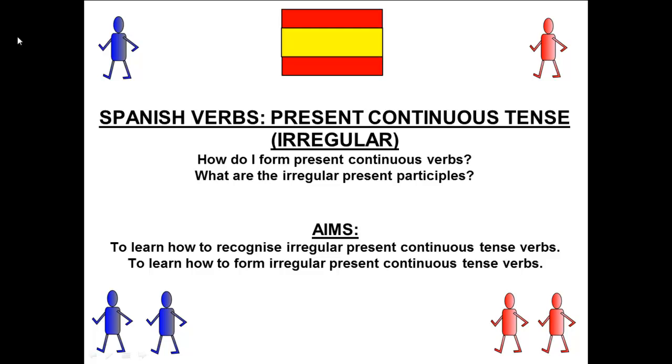Today we've looked at Spanish verbs in the present continuous tense with a focus on irregular present participles. We've had a quick recap on how to form the present continuous verbs, and we've also asked what are the irregular present participles. Our aims were to learn how to recognise irregular present continuous tense verbs and to learn how to form irregular present continuous verbs.